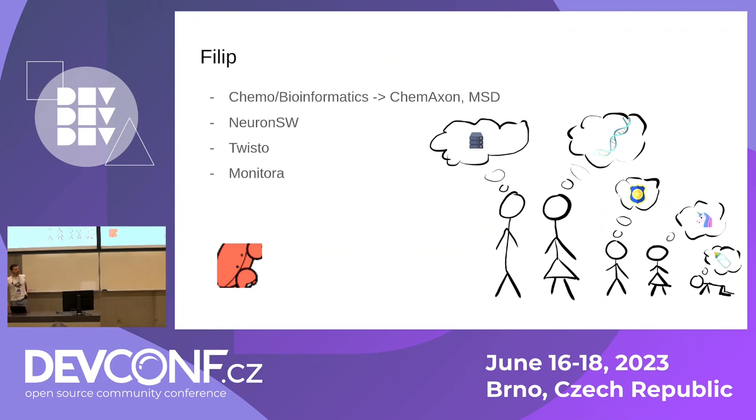That's me. My background is chemical informatics. I worked on software for drug discovery. Then I co-founded a machine learning startup. Then I worked for Twisto, a financial startup. I was there since it was about a 20-person company until it was sold. I helped it scale up technically across multiple countries.